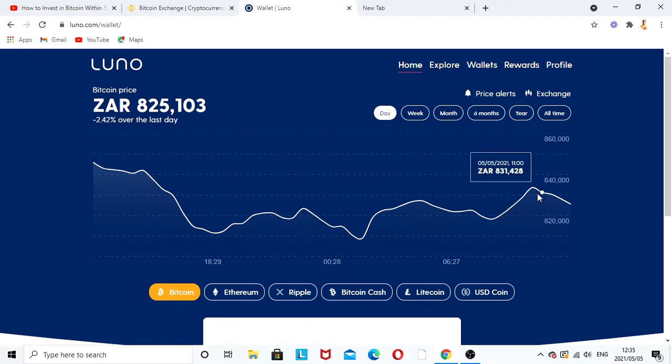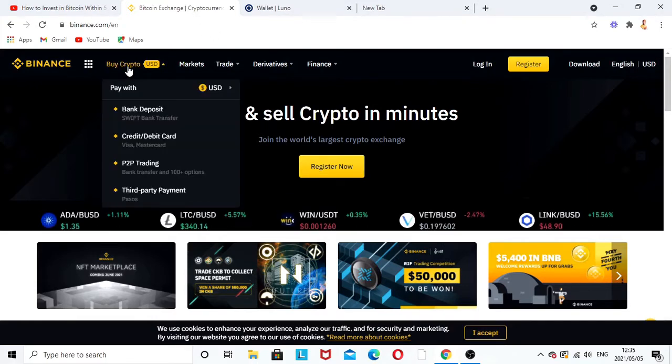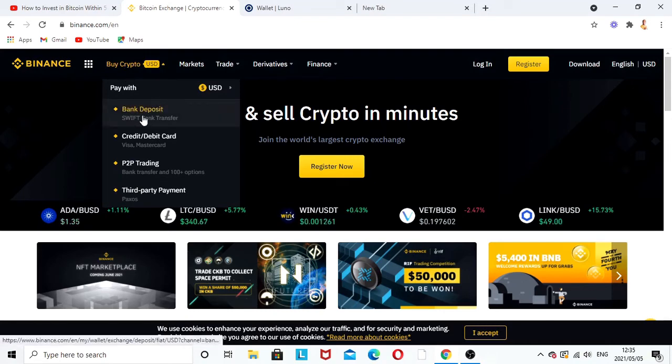So this is how Bitcoin works. Now we're going to check how you can buy from Binance and from Luno. Binance has some little issues in South Africa. Deposits onto it have been suspended for now. You see right here how you can buy: you can deposit with your bank, you can even use your credit card. There's P2P trading, which I will explain in another video, and there's third-party payment. I will cover that in another video, because you need to go a little bit deeper to understand that process.